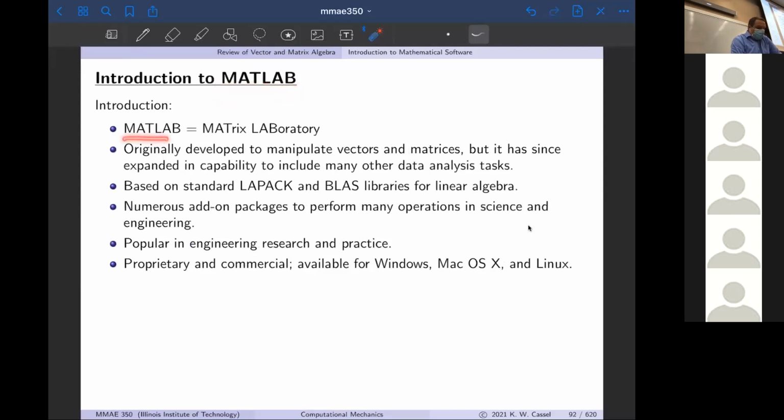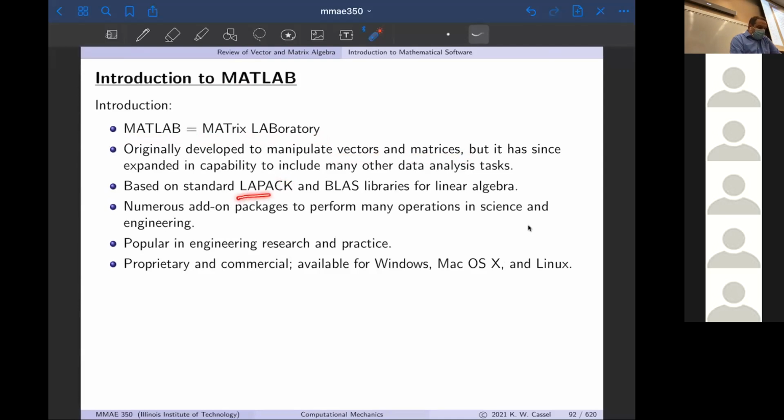It stands for Matrix Laboratory, which tells you exactly what its origins were. It started in the 1970s, and its origins were to manipulate vectors and matrices very efficiently on computers. So linear algebra is MATLAB's core strength. That's what it does best.